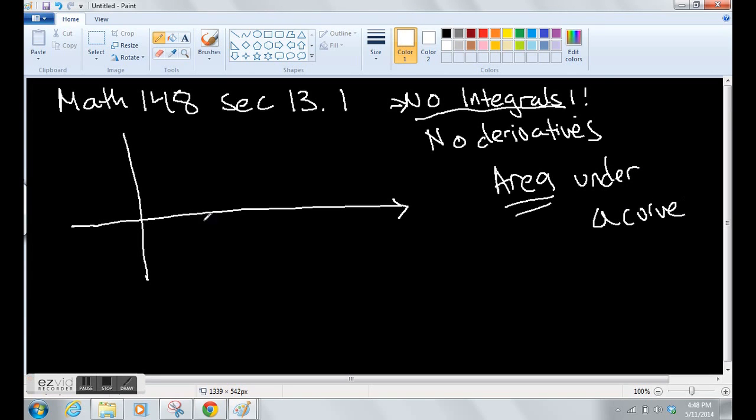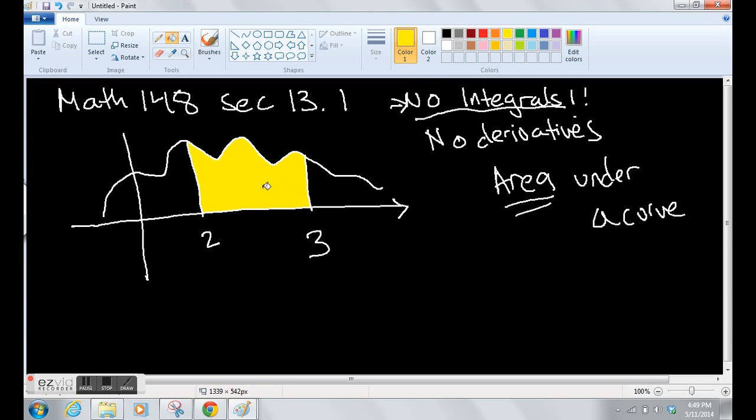So suppose we have a function that looks like this. It's some wobbly thing, and we want to find the area between, let's say this is 2 and this is 3. We actually want to find this whole area under the curve. In the next section, 13.2, we're going to find this area using integrals. But for this section, 13.1, we're going to practice finding the area, that's an A, using rectangles, or these little boxes.